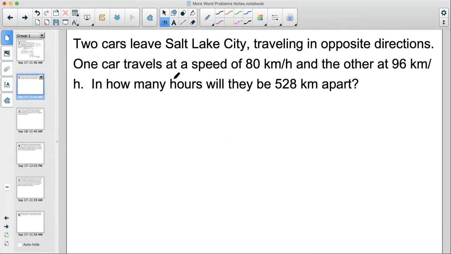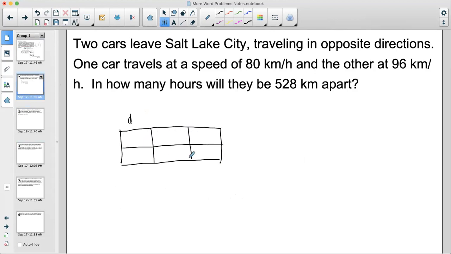Let's see if I can do this with the table. I probably wouldn't normally do this with a table, but you can probably do it with a table. D equals R times T. And I have these two cars. I'll say one car, we'll call that car 1. And the other, I'll call car 2. So I have these two different cars.